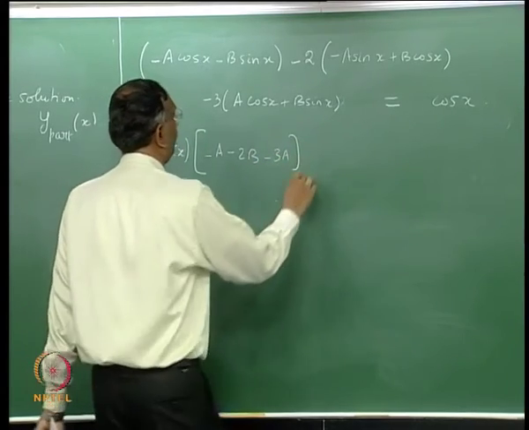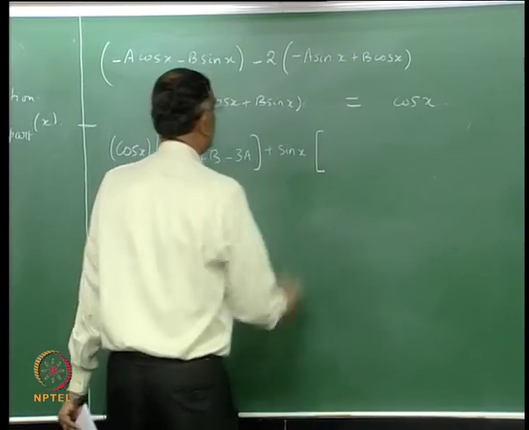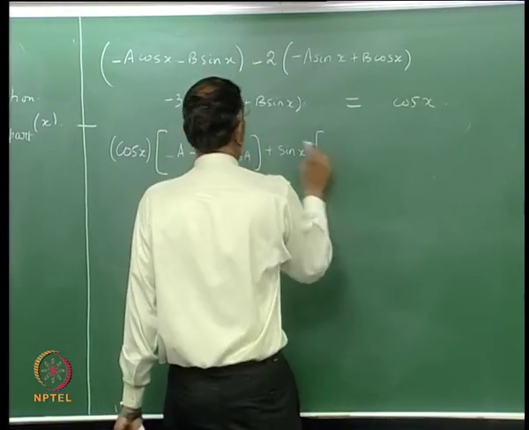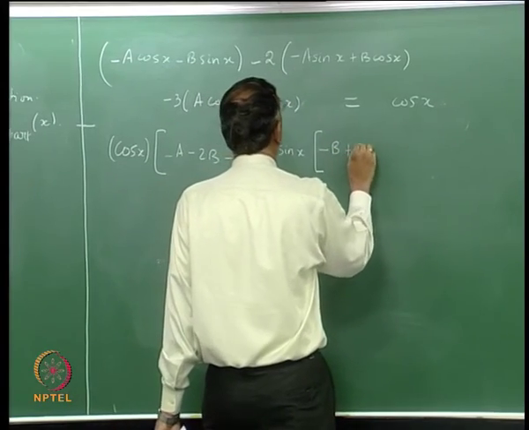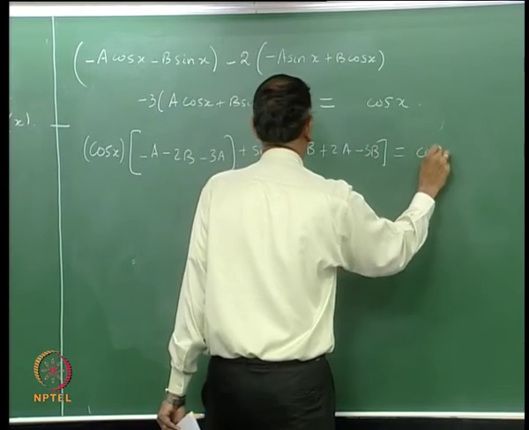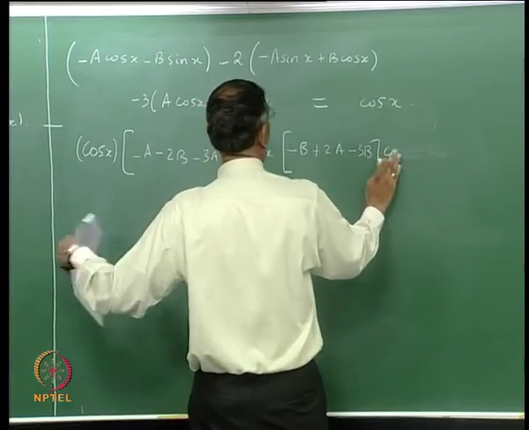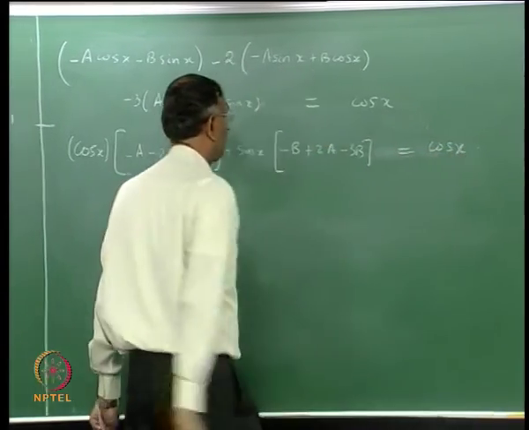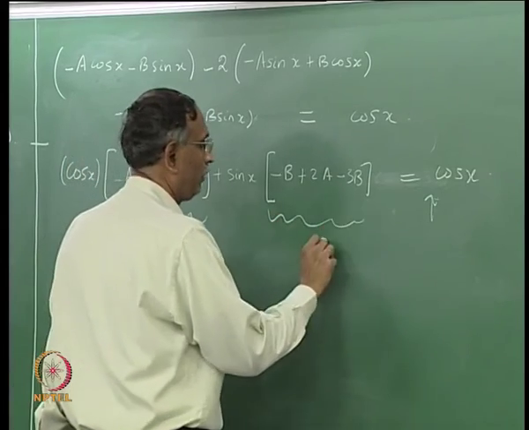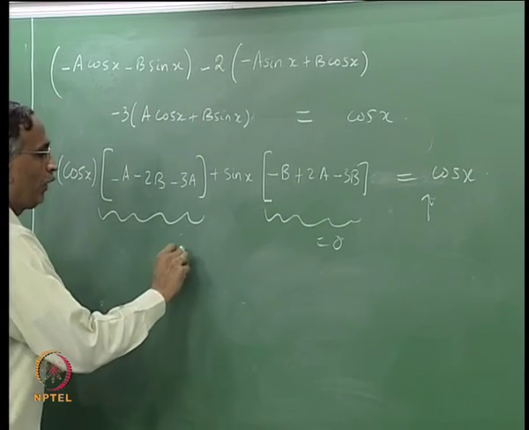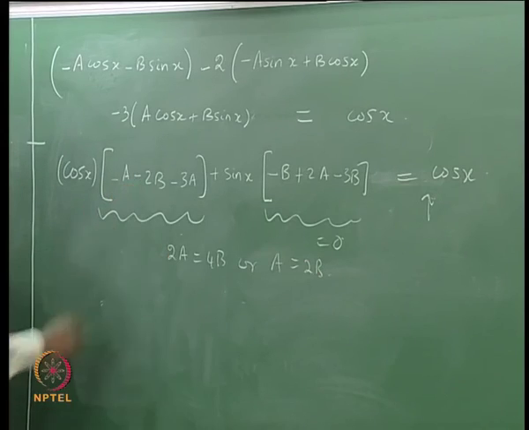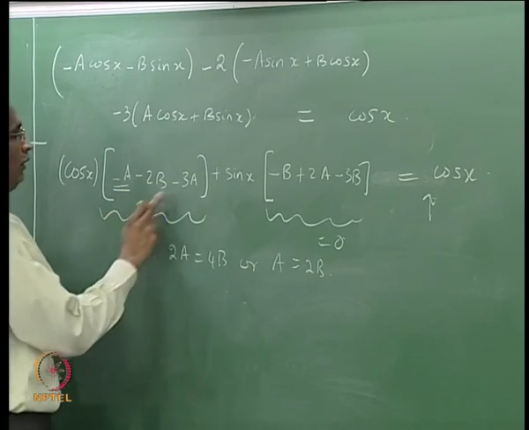And then you have sin x, which is minus b, plus 2a, and minus 3b, and that is equal to cos x. Therefore, you see that all of the cosine coefficients sum to 1 and all of the sine coefficients sum to 0, which tells you that 2a is equal to 4b, or a is equal to 2b. And if you put a equal to 2b, it's minus a is minus 2b, minus 3.